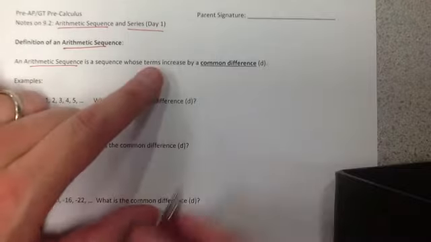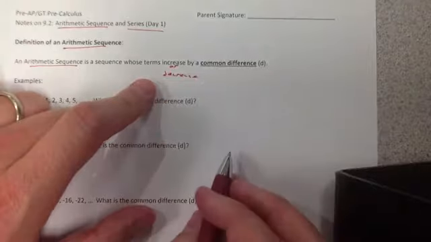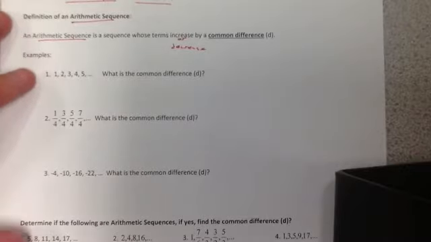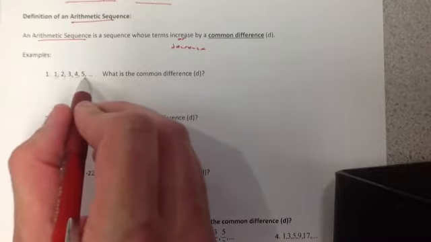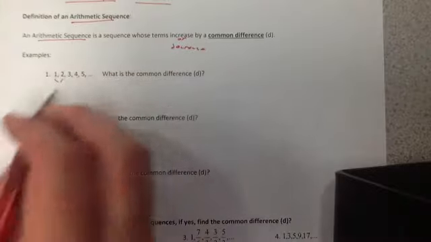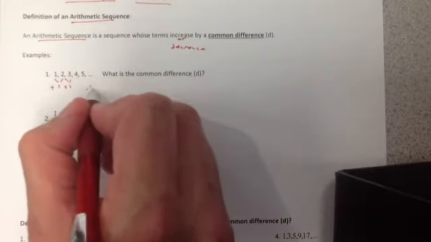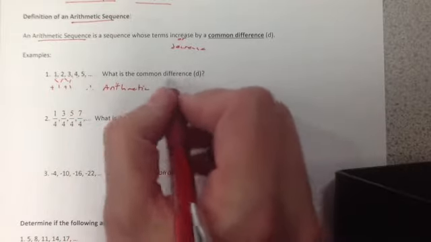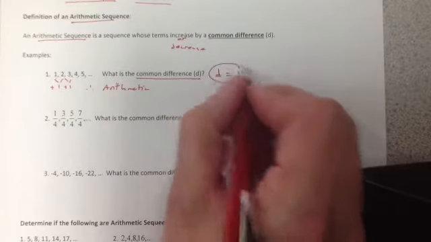Now, an arithmetic sequence is a sequence whose terms increase or decrease by a common difference that we call D. Let's take a look at a couple of examples right down here. Let's look at number 1, for instance. I'm going from 1 to 2 to 3 to 4 to 5. This is a perfect example of an arithmetic sequence. Each term is just increasing by 1. So therefore, this is arithmetic. What's the common difference? I'm just adding 1 each time. So we say the common difference, D, is 1.